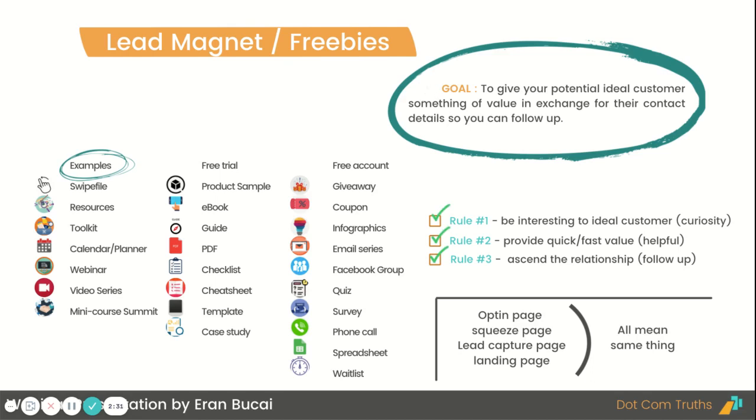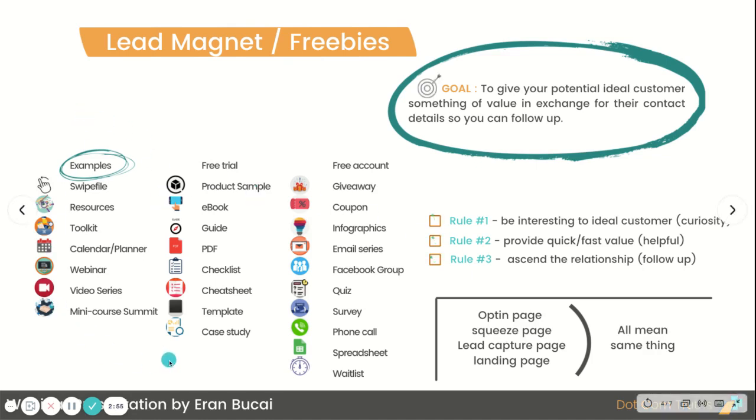The third rule is you want to ascend the relationship and allow you to then follow up. What that means is that by the end of the lead magnet, you want to give them something to move them onto the next step in the process of them becoming a customer. Maybe it's to book a phone call with you, maybe it's to buy something that you sell, and so on.